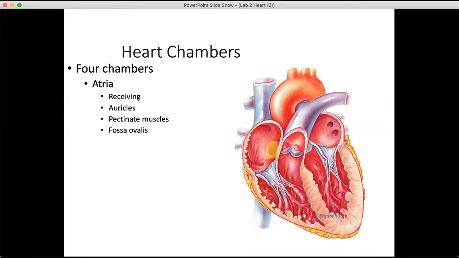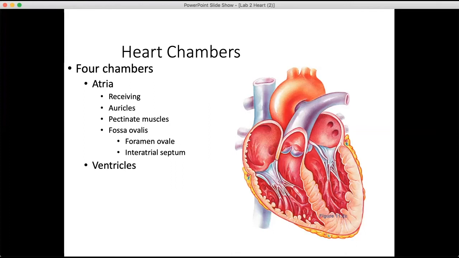The fossa ovalis is a remnant of a hole that existed during fetal development called the foramen ovale. This hole allowed blood to go directly from the right atrium into the left atrium to bypass the lungs, since the fetal lungs are non-functional. The wall in between the two atria is called the interatrial septum.